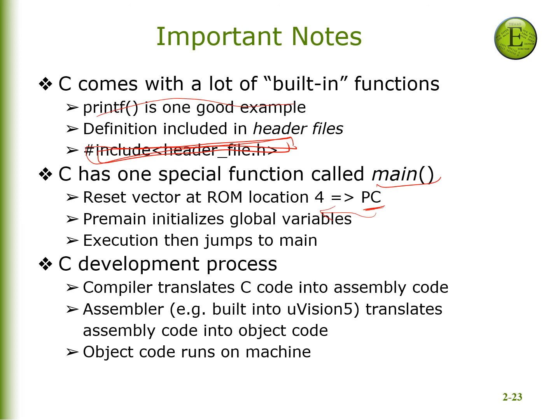So there's a reset vector at ROM location 4. That's the starting point that initializes the program counter. And it initializes the global variables, some of those that we have discussed in our lecture today.